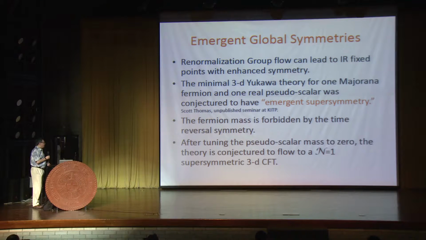It's a coincidence. So in this theory, there is need for only one tuning, namely the fermion mass in 3 dimensions is forbidden by the time reversal symmetry, because psi bar psi is time reversal odd. So all that you need to do is tune the pseudoscalar mass to 0, and this kind of naturally happens at the phase transition where the time reversal is spontaneously broken. Basically, it makes a transition from 0 VEV for this pseudoscalar to a non-zero VEV. And this was conjectured by Thomas to flow to an N=1 supersymmetric 3D CFT.